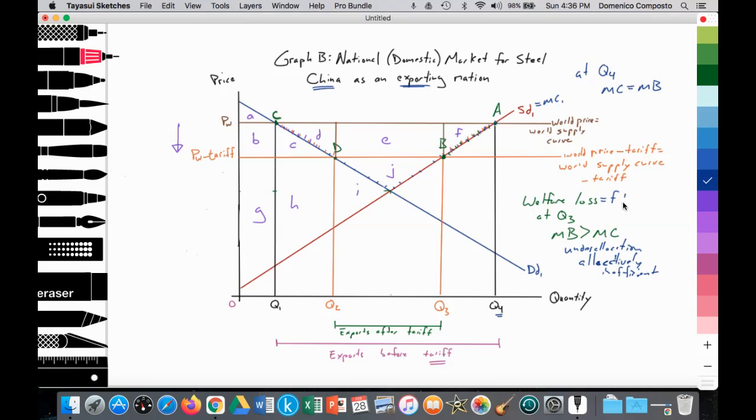In addition, we have another welfare loss of area D. All right, area D is a welfare loss because we have increased consumption by Chinese consumers when in fact they should not be consuming this steel. This steel should be exported and consumed by US consumers.